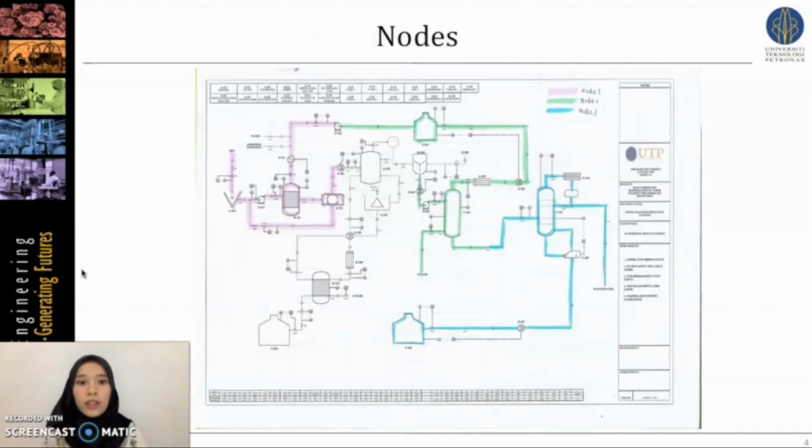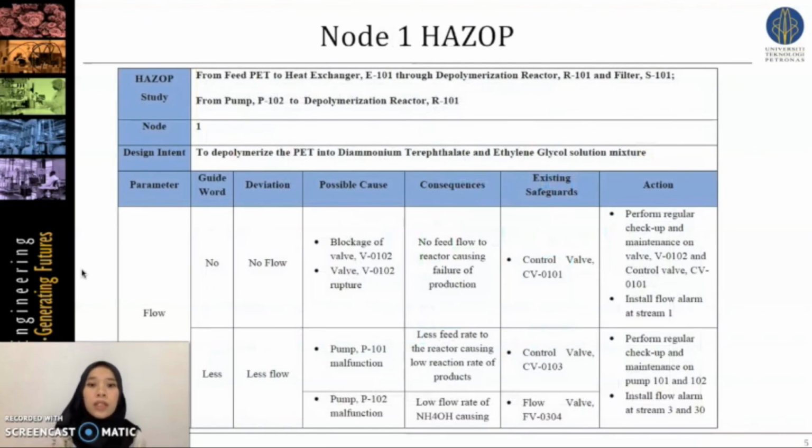So here are the nodes identified in our P&ID. There are 3 nodes identified. The pink one is node 1, the light blue one is node 2, and the blue one is node 3. I am going to discuss in detail node 1 only for our presentation. Node 1 of our process is from feed PET to heat exchanger E101 through depolymerization reactor R101 and filter S101. It is also from pump P102 to depolymerization reactor R101. The design intent is to depolymerize the PET into diammonium terephthalate and ethylene glycol solution mixture.